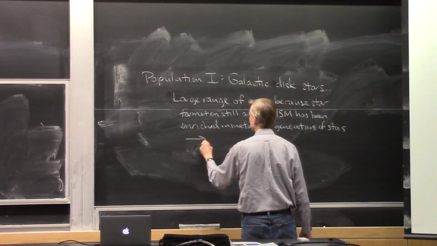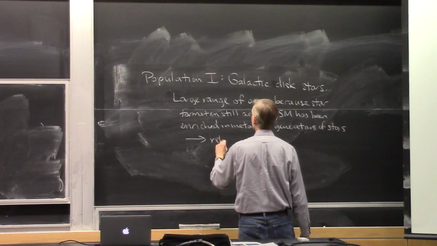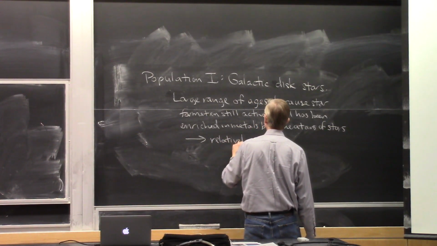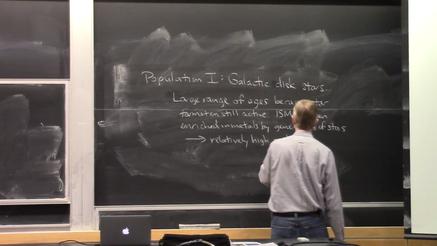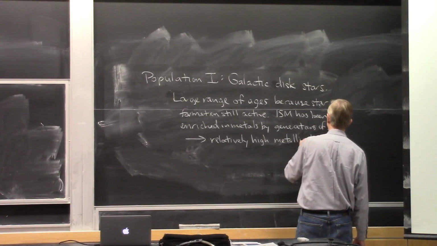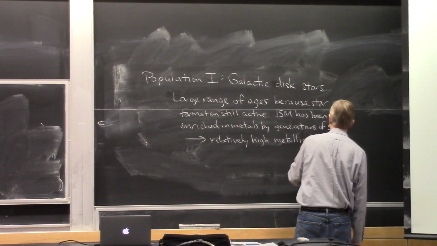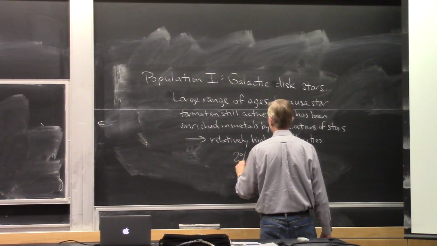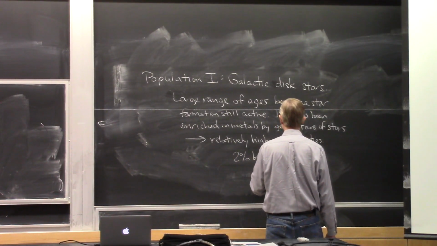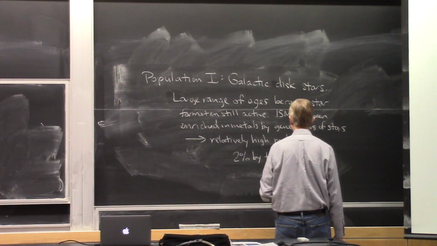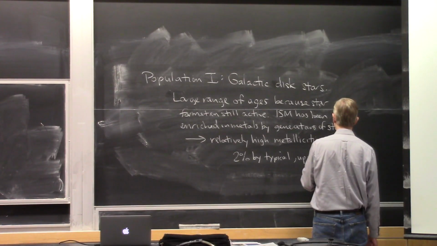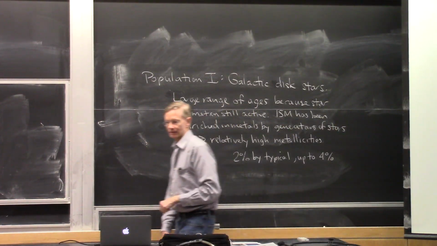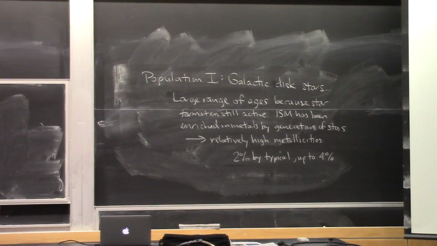And so that means that Pop 1 stars have relatively high metallicities. 2% by mass would be pretty typical. That's like the sun. But some up to 4% by mass is what I've seen for metallicities. That's population 1.